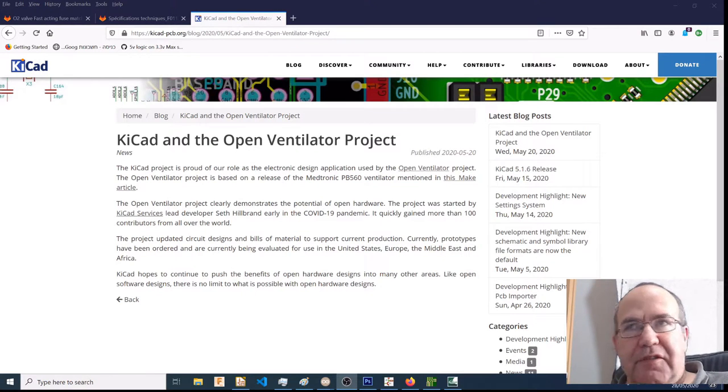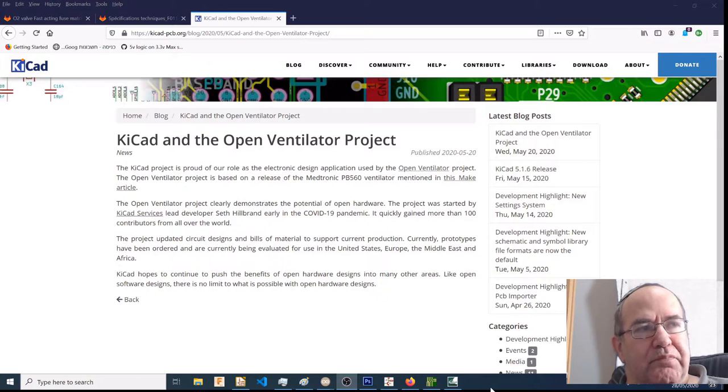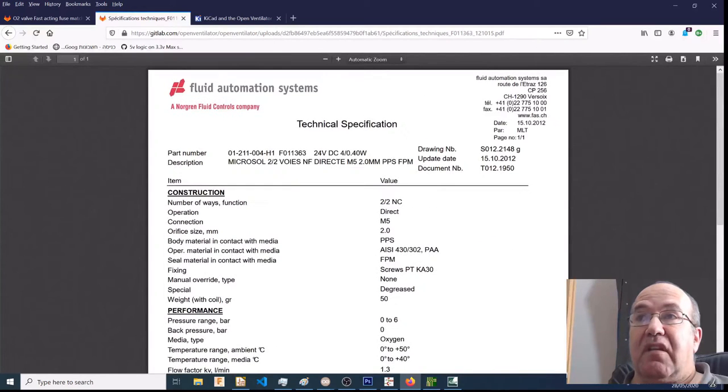Over the last few days, I've been investing time in BOM work for the Open Ventilator project, a KiCad version of the Medtronic PB650. I want to talk about one of the major BOM issues. One of the biggest BOM issues at the moment is the oxygen proportional valve, which is a custom part.